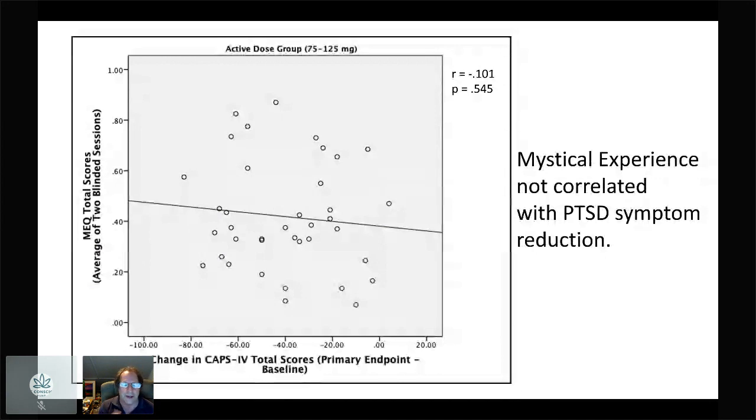So that suggests, again, how we do the therapy. We're not aiming for the mystical experience. We're supporting whatever emerges. People may have it, they may not. It's more about confronting the trauma, working through that, and expressing your emotions.